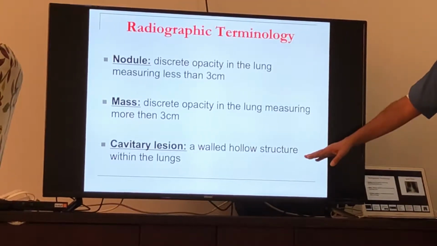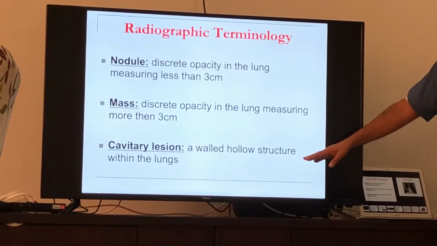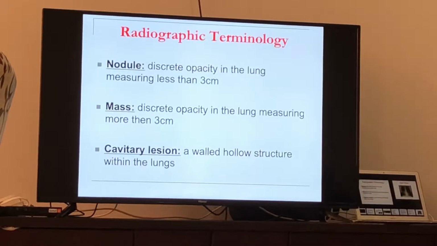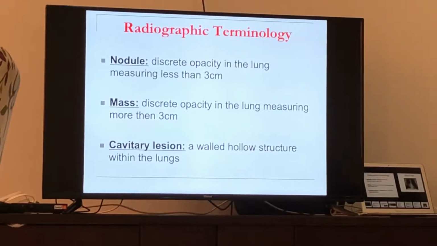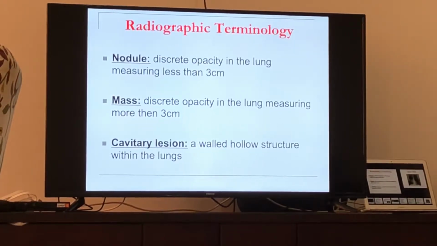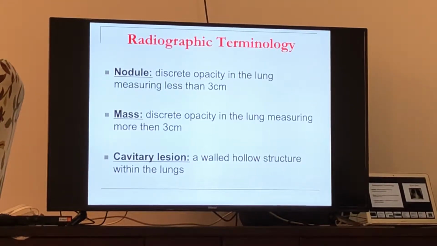Last but not least, cavity. Cavity lesion means there is a wall, a hollow structure within the lung, with a wall. This is the meaning of a cavity. This cavity could be air only, it could be fluid completely, or it could be air and fluid interface together. Okay?